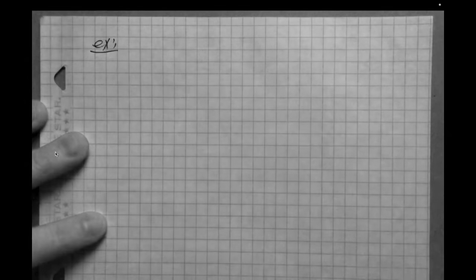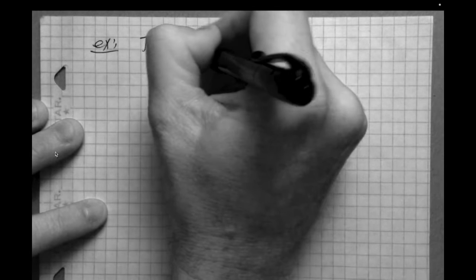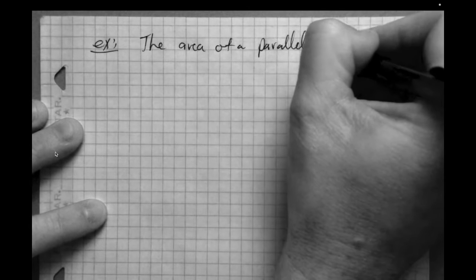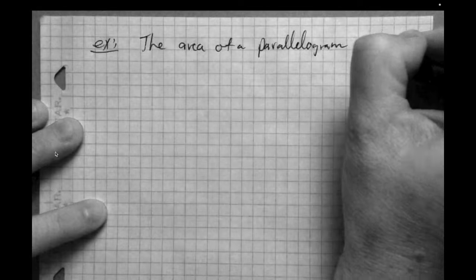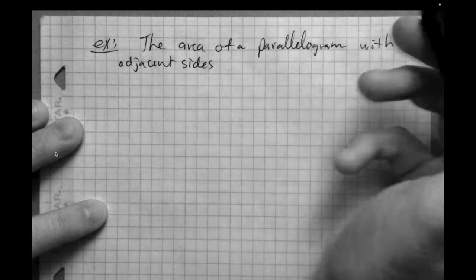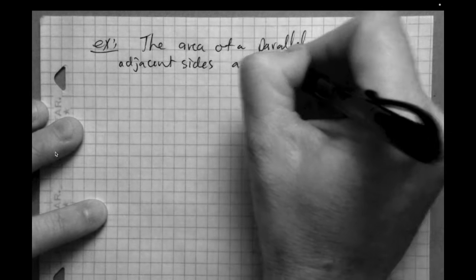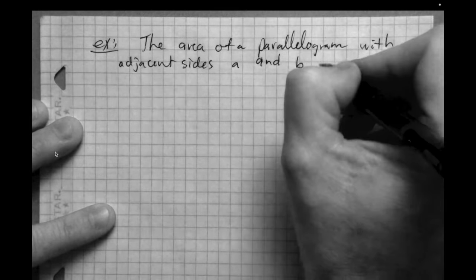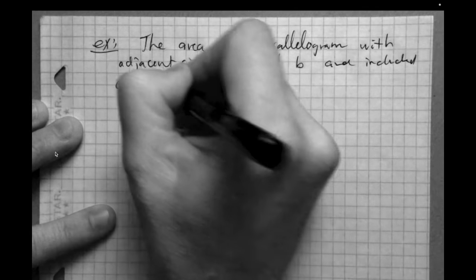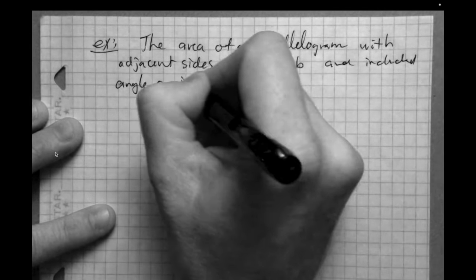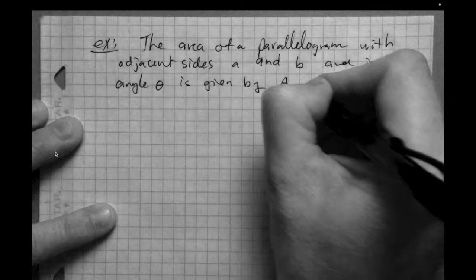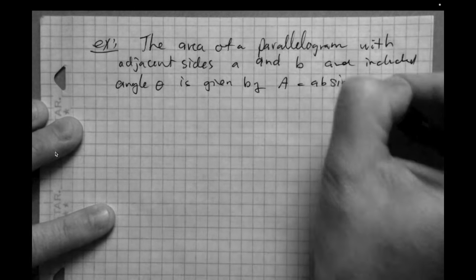So let's write out what we're after here. The area of a parallelogram with adjacent sides little a and little b, and included angle theta, is given by, okay, so this will be the area. So big A equals a b sine of theta.